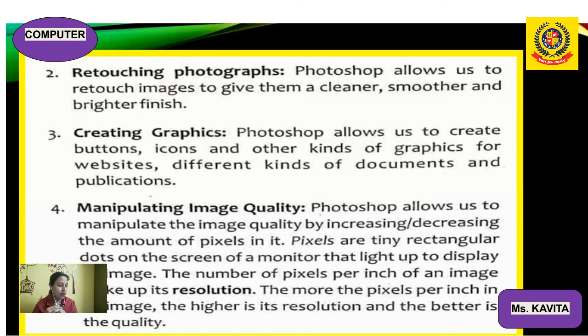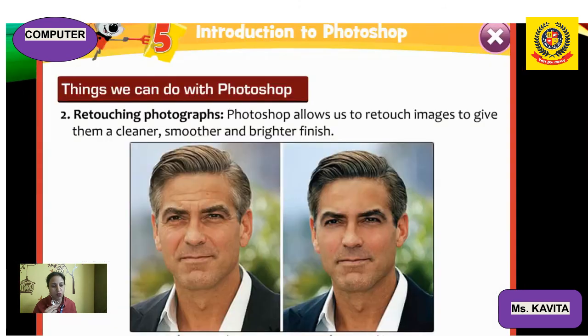Now retouching the photograph. See both the images here. First image, how the person looks. After retouching, the effect is that it is totally a different person. So Photoshop allows us to retouch the images. See, this person looks older, but this person looks young and dynamic. Retouch the images to give them a cleaner, smoother and brighter finish. You can see the difference between these two images.